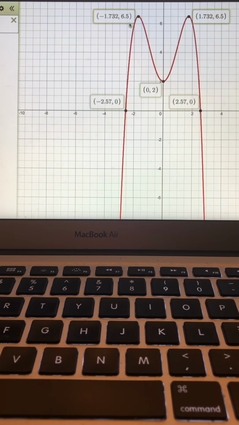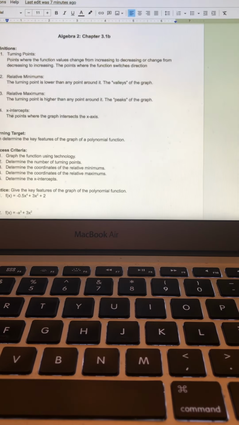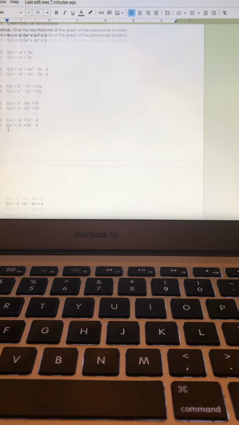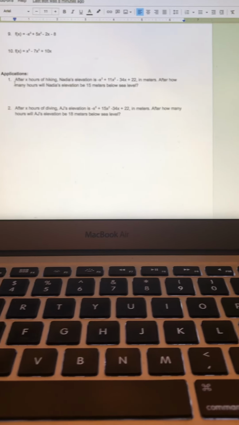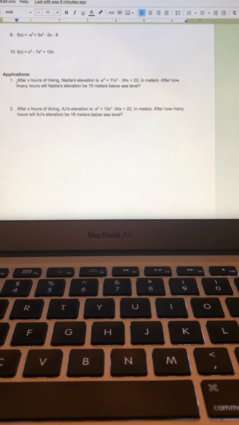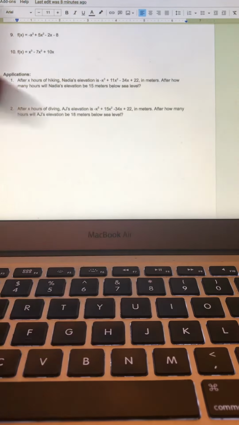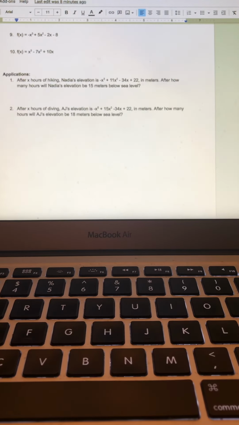And now let's go over the applications. Okay, so applications, scroll all the way down where it says applications here. Let's do one together and then you'll do the other one on your own. After x hours of hiking, Nadia's elevation is, and then you get that equation there in meters. After how many hours will Nadia's elevation be 15 meters below sea level?